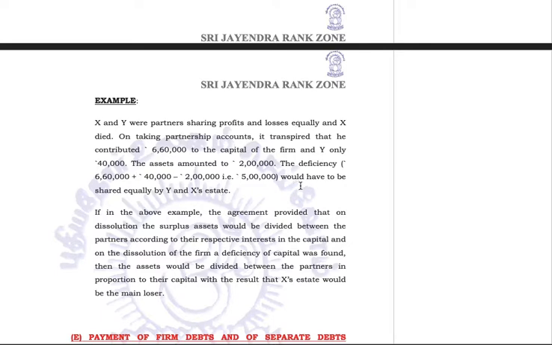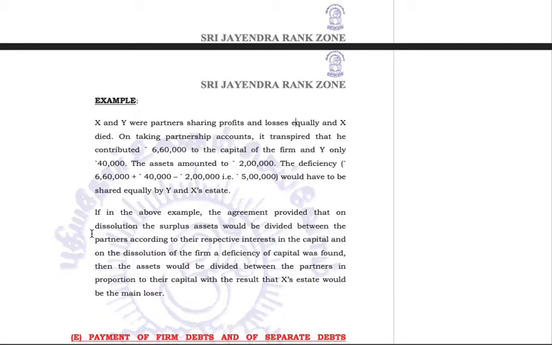Now this deficiency, a deficiency of 5 lakh rupees, would have to be shared equally by X and Y's estate. That means now Y will pay 2.5 lakh rupees to X. Okay, sorry, nobody will have to pay anything to each other, they both will share.